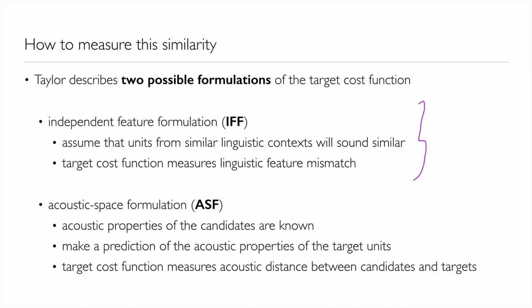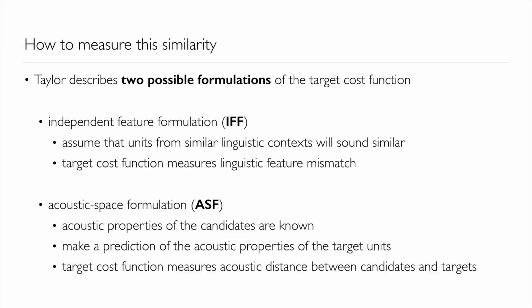Another way to think about measuring the mismatch between a candidate and a target is in terms of their acoustic features. But we can't do that directly because the targets don't have any acoustic features. We're trying to synthesize them. They're just abstract linguistic specifications at this point. So if we wanted to measure the difference between a target and a candidate acoustically, which really is what we want to do, we want to know if they're going to sound the same or not, we would have to make a prediction about the acoustic properties of the target units.